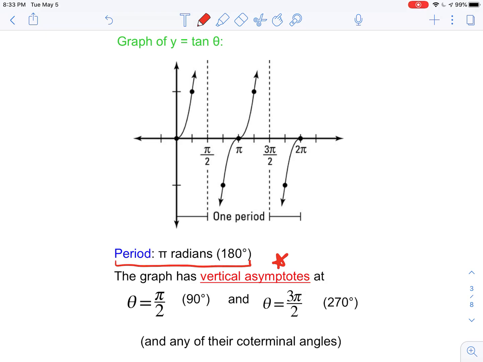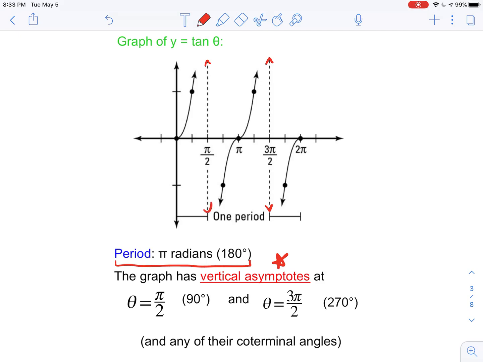So remember how I said pi is going to be important? Well, that's because the period of a tangent function is going to be pi, as opposed to 2 pi for our sine and cosine graphs. And that's because it takes pi radians to complete one full cycle. Okay? If we're in degrees, that's going to be 180 degrees. The graph for this one will have vertical asymptotes at pi over 2 and 3 pi over 2. Again, because those are the values that give me 0 in my denominator.